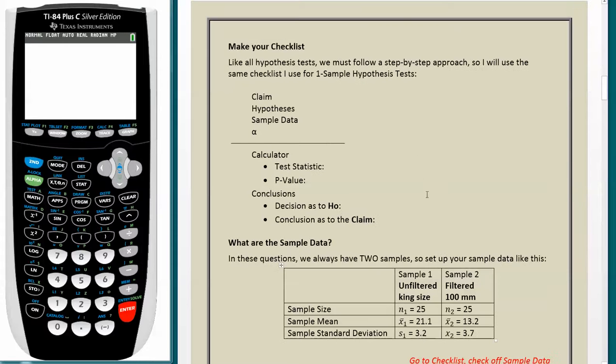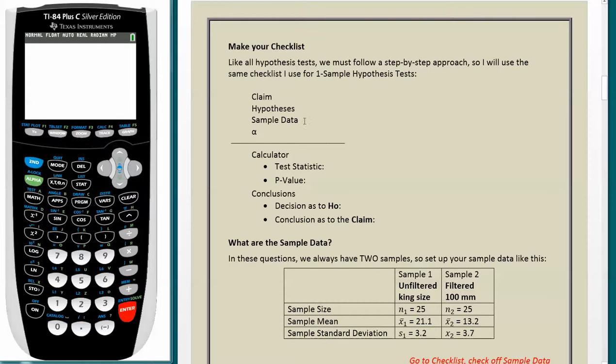So as with all hypothesis tests, I use a checklist. And here's the checklist that I use. You can also find it on page 6 of my outline in the upper right-hand corner. The claim, the hypotheses, the sample data, and alpha. Once you have all these, you can go to your calculator and go through the steps. Your calculator will give you the test statistic and it will give you the p-value. And then once you have those things, you can get to your conclusions, your decision about the null hypothesis, and then after you have that, you can reach your conclusion about the claim.